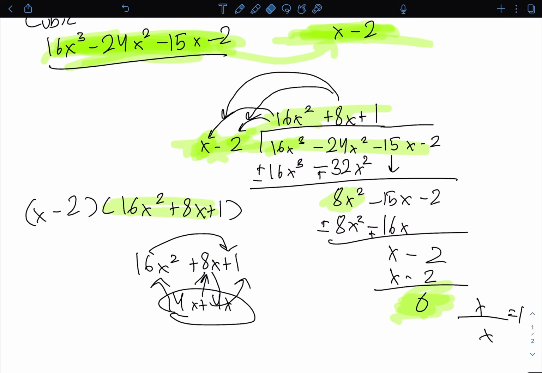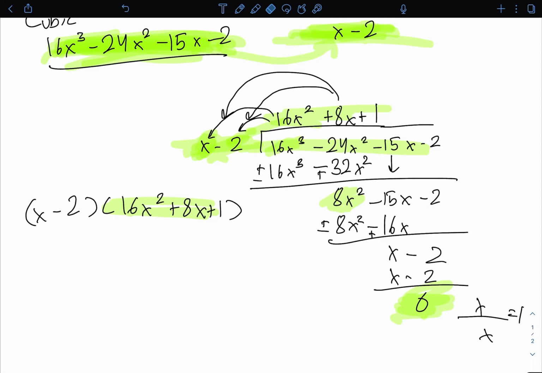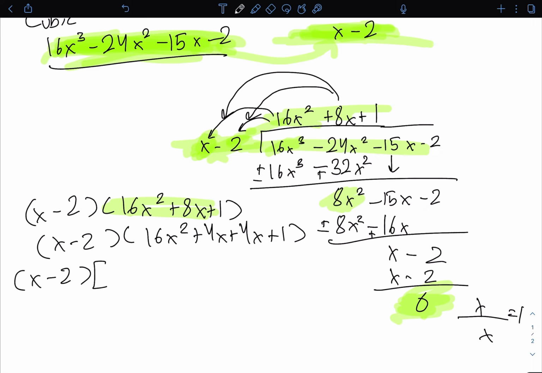If you don't understand something, then leave a timestamp and tell me, and I'll respond in comments or make a separate video. So x minus 2, we can replace that as 16x squared plus 4x plus 4x plus 1. And then x minus 2. I'm going to give a big square bracket because we're going to have to use brackets in it. I'll take 4x as a common, so I'll be left with 4x plus 1. And here I'll take 1 as a common, so 4x plus 1, like this.